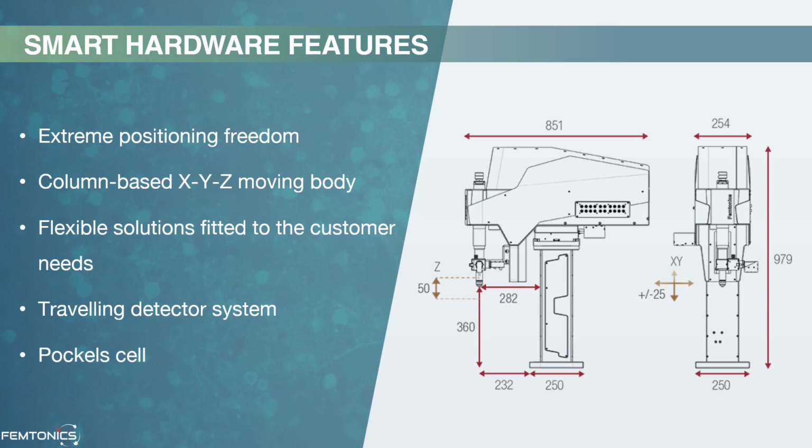Femtonics microscopes utilize a so-called traveling detector system, meaning that the PMTs are as close to the objective as possible at all times, even throughout imaging, to eliminate any potential signal loss. And while we're discussing hardware features, I'd like to highlight that resonance systems at Femtonics come with a Pockels cell, and you do not need to procure one separately.